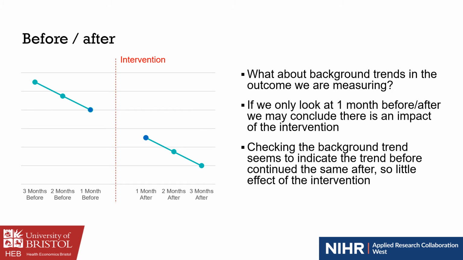One way to check for any background trend before we implement our intervention would be to take several measurements before and after the intervention. Here, the darker points are what we would see if we took a single time point before and after, whilst the additional lighter points allow us to see the trend. If we only looked at the darker points, we might conclude our intervention had an effect, whilst if we check the overall trend, we might conclude that it did not.